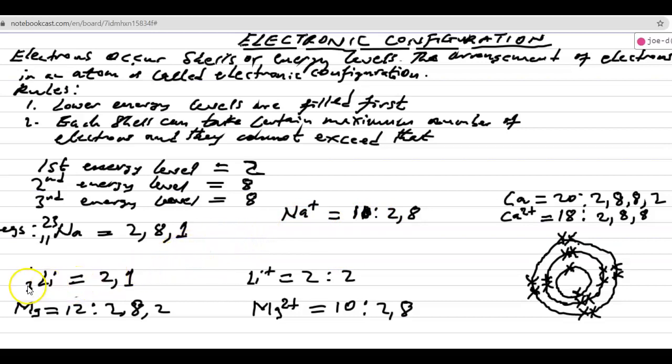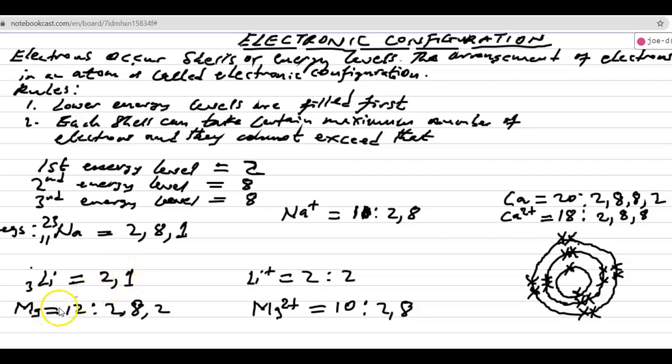Now, let's look at lithium. Lithium has atomic number 3, and so if you write the electronic configuration, the first energy level by the rule will take 2, and the remaining 1 will go to the next energy level. The lithium ion would have lost 1 electron because it's a 1 plus ion, and so it will be left with 2, and those 2 go to the first energy level. So that is the electronic configuration of the lithium ion and lithium atom.